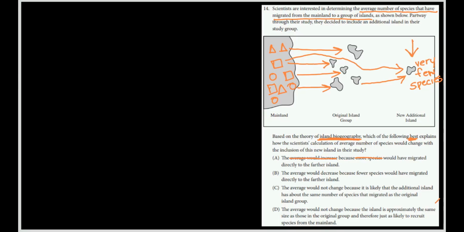The B says the average would decrease because fewer species would have migrated directly to the farther island. I like this one. I'm not sure if it's the right one because I haven't read the other two, but I like this one, so I'm going to put a star next to it.